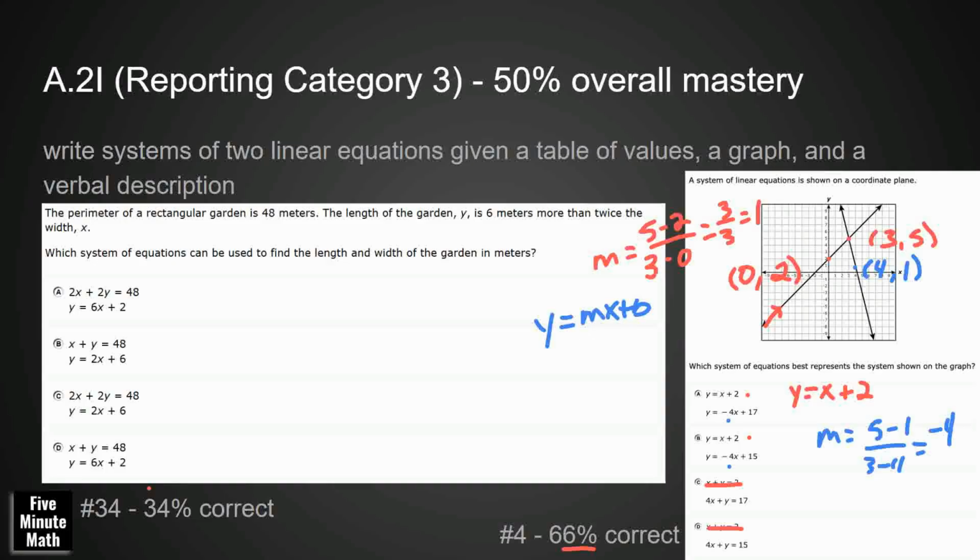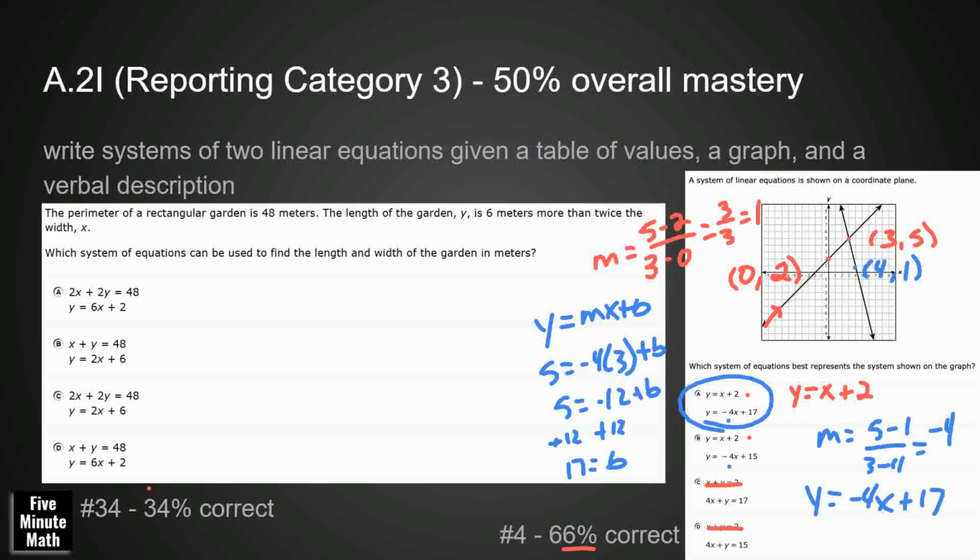My m is going to be negative 4, and let's plug in the 3, 5. Okay, so 5 equals negative 4 times 3 plus b. We also could have plugged in the 1, 4 if we want to. So 5 equals negative 12 plus b. If I add 12 to both sides, I'm going to end up getting 17. All right, so there we go. B is 17. So y equals negative 4x plus 17.